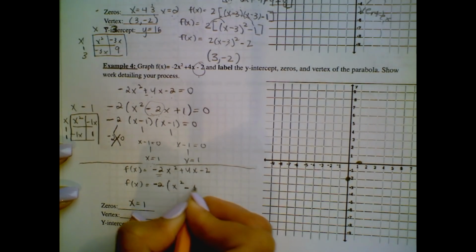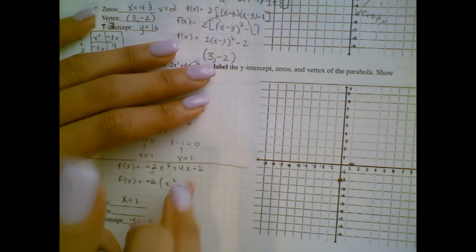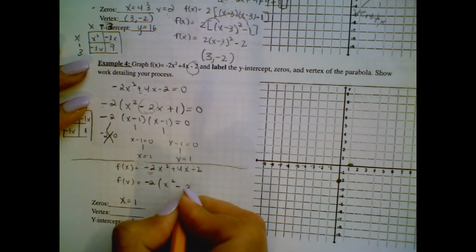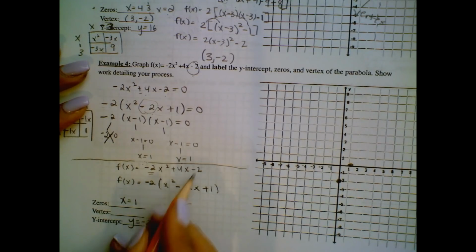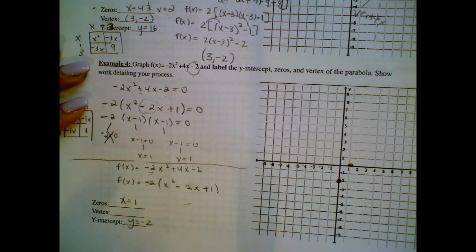When I do that, make sure that all your signs switch. By the way, I pulled out negative 2. This should turn to a 2. And then plus 1. See how my sign switched? Because I pulled out a negative.